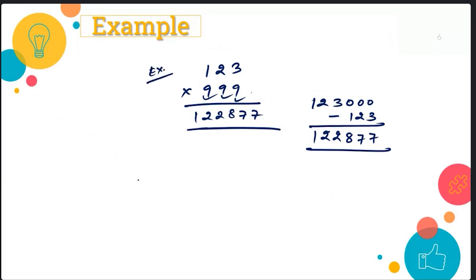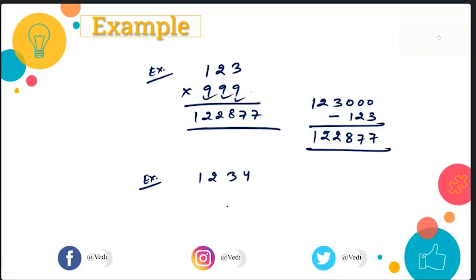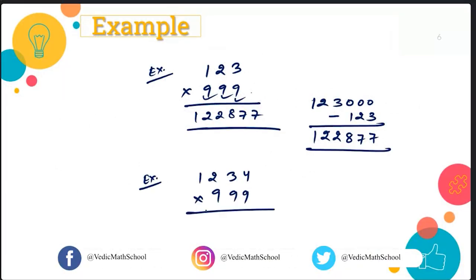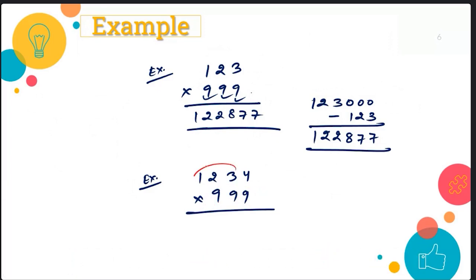So for the first example which you gave, that is 1234, is the answer 1232766? Most probably, yes. Now look at this. This time I took only three 9s and the number was 4 digits. Still fine. Why is it fine? You only have to put 000 because if you add plus 1, this will become 1000 and 1000 contains 000. So the number I am writing is 1234 000 and we are subtracting 1234.